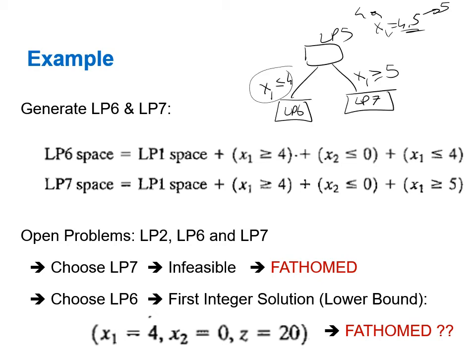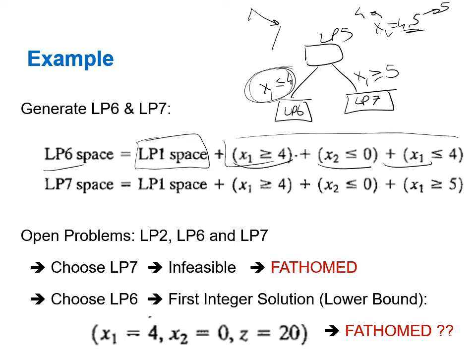So these are just numbers. And in LP6, what do I have? The original problem plus x1 greater than or equal to 4 at the first branch, plus x2 less than or equal to 0 in the second branch, plus x1 less than or equal to 4 in this branch. So I include 3 new constraints.